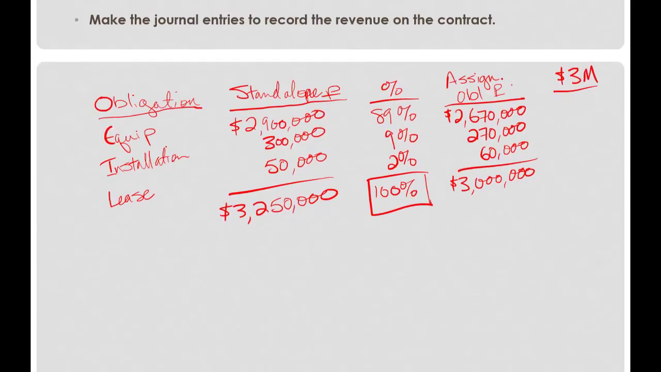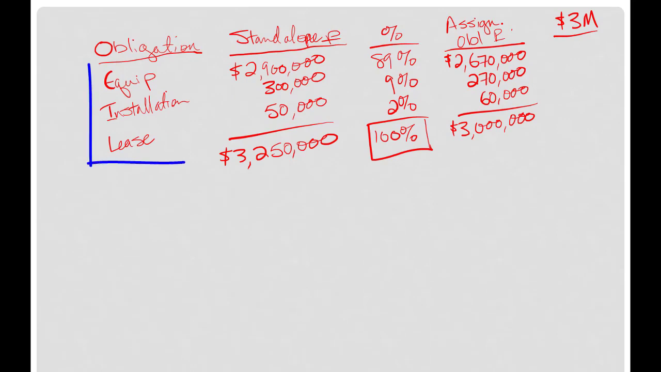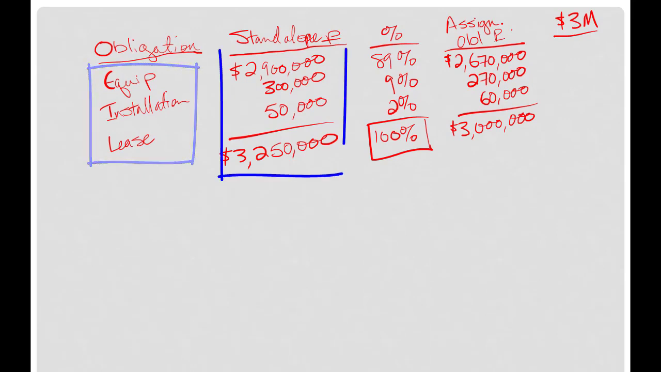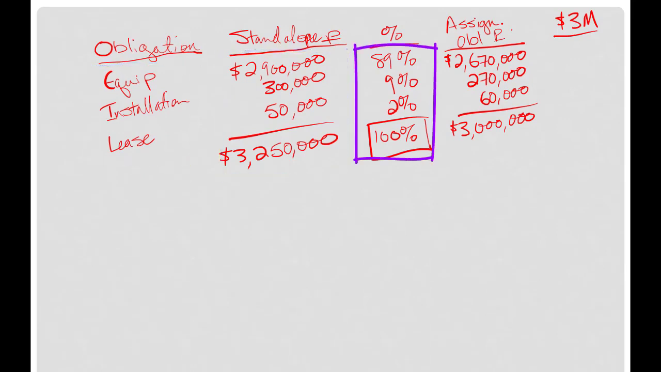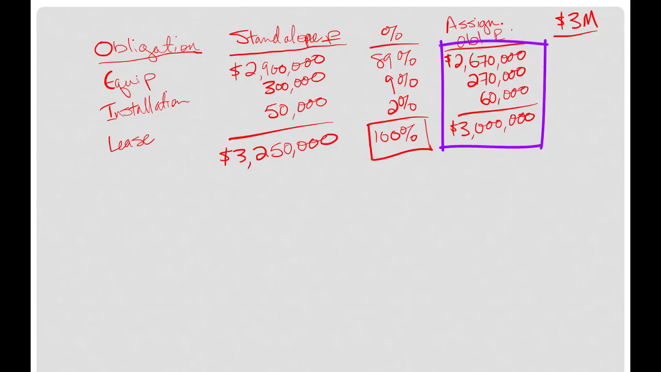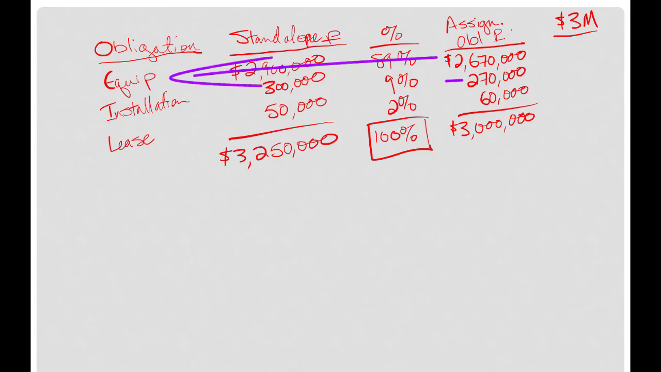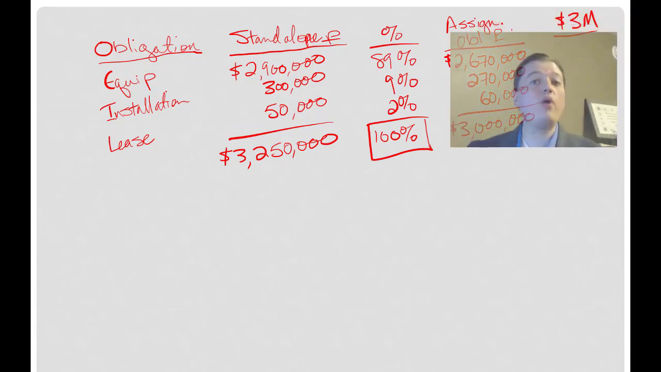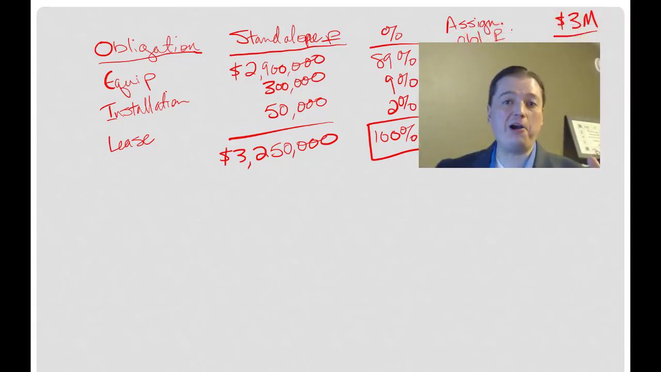And we came up with a table that looks like this. 3 specific obligations with their standalone prices. We got a percentage, and we got our amounts of the $3 million. 2.7-ish is going to the equipment, almost $300,000 going to the installation, and $60,000 going to the lease. Now that we've got those first 4 steps done, we're ready to do the best part, the journal entries, as we actually recognize the revenue.